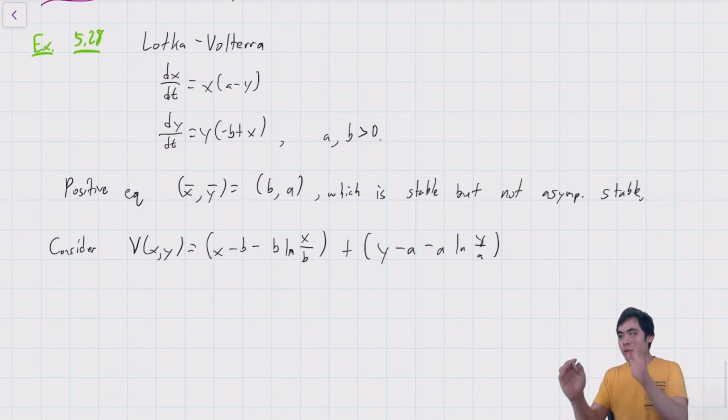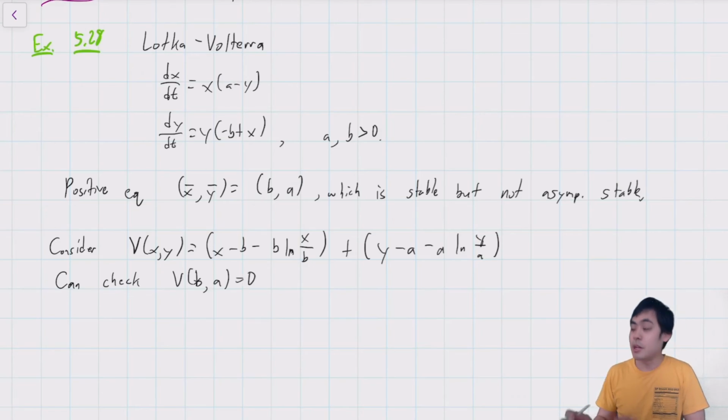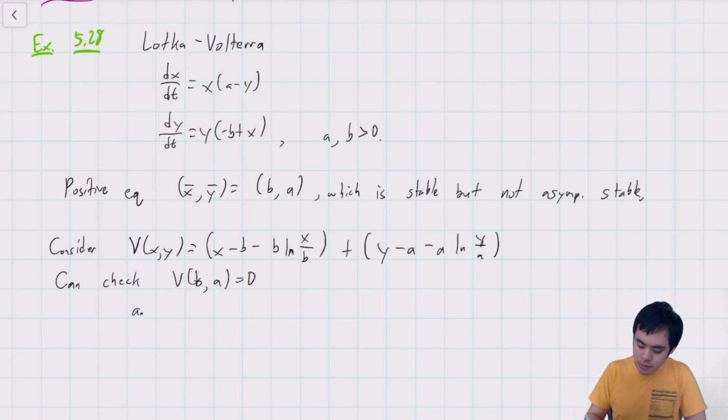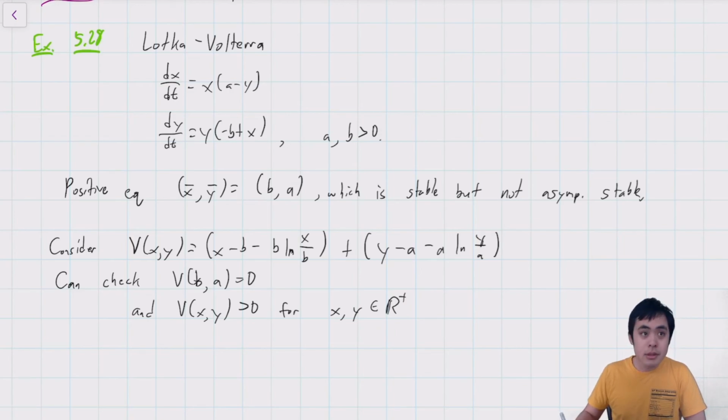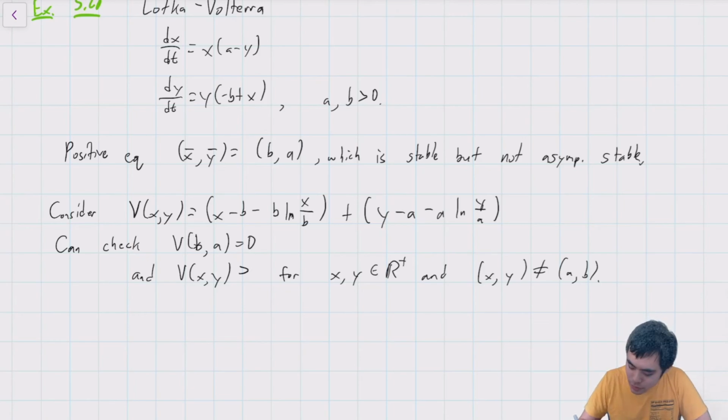Okay, so now I have given you this function, and the first thing you should do is check that V(b, a) is equal to 0, because our equilibrium is (b, a), not (0, 0), so we have to do all the same logic with respect to the actual equilibrium, or you could translate the system, but often it's easier to think of it as a positive definite function that's just 0 at (b, a), and V(x, y) is greater than 0 for (x, y) in the positive reals, and (x, y) not equal to (b, a). Okay, so we can check that it's positive definite.